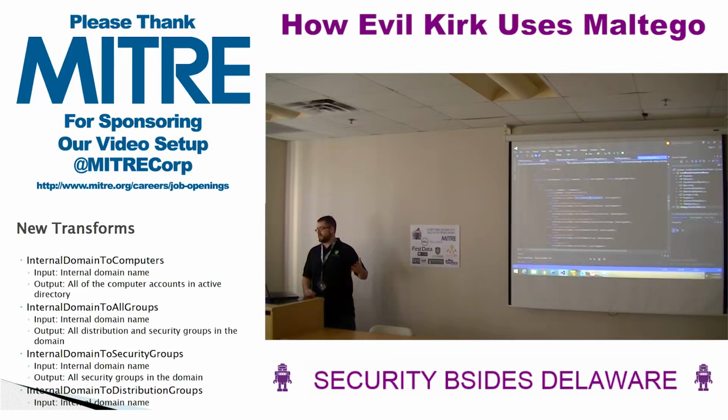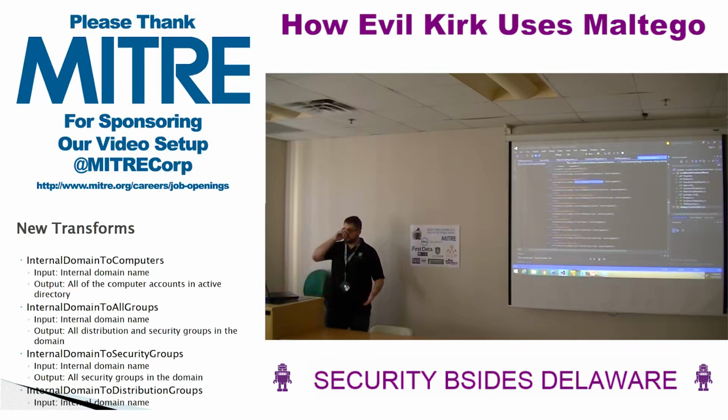So this can be used by pen testers that get into a network, or we've used it at my work to help root out people that were in groups that shouldn't have been in those groups, or that we put them in and forgot about them. So the first one is internal domain to computers. It finds all the computers inside that domain. The second one is internal domain to all groups. So it finds all of the security groups and all the distribution groups in that domain and puts them on the graph for you, very nice and neat.